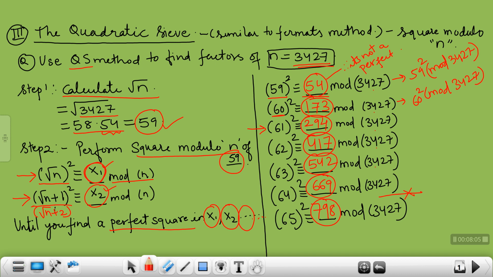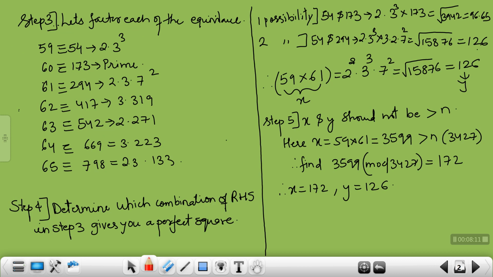So what is my step number 3 now? My step number 3 will be to find the factors of the equivalences. What do you mean by factor of equivalences? Now, what is the value of x1? This is nothing but the value of x1 that we have got.